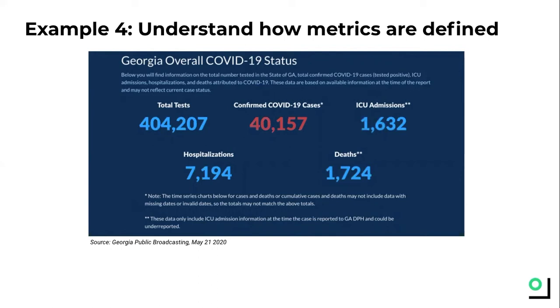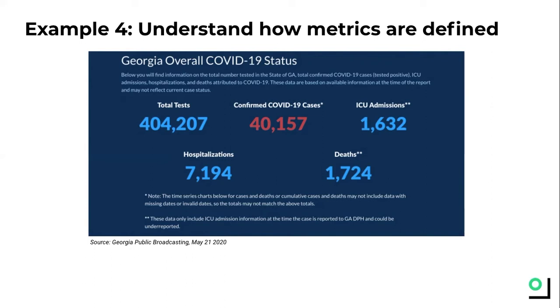To those who maybe weren't familiar with the details on how these metrics were calculated, they could have gotten the false impression that, first, there was more testing of active infections happening than there really was, and second, that the percent of positive cases or test positivity rate was lower than it actually was.